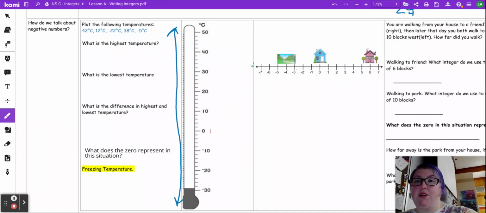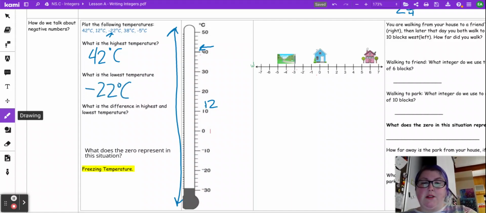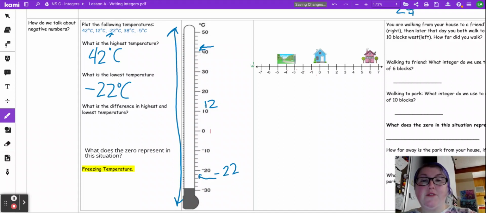So what is the highest temperature? Well, that is 42 degrees Celsius, which would be right up here, 42. The lowest temperature is not 12. 12 would be right here above 10. We need to look at our negatives, and that would be -22 degrees Celsius. So that's going to be below 20 right there. That will be -22 instead of above 20. So 22 is above. It's going to be on the opposite side of the number line.